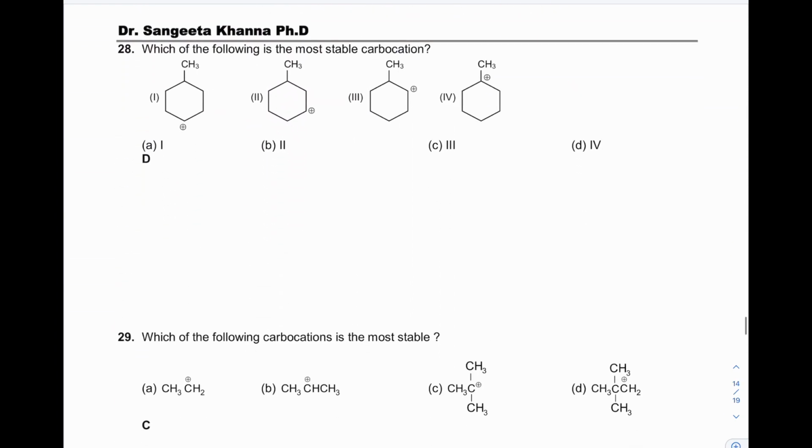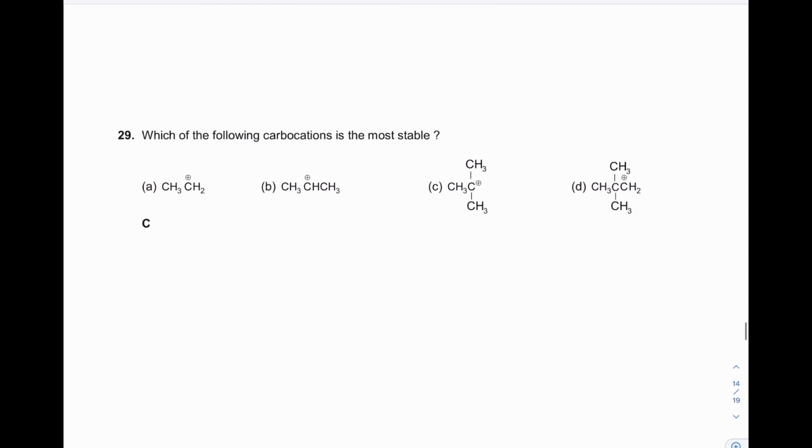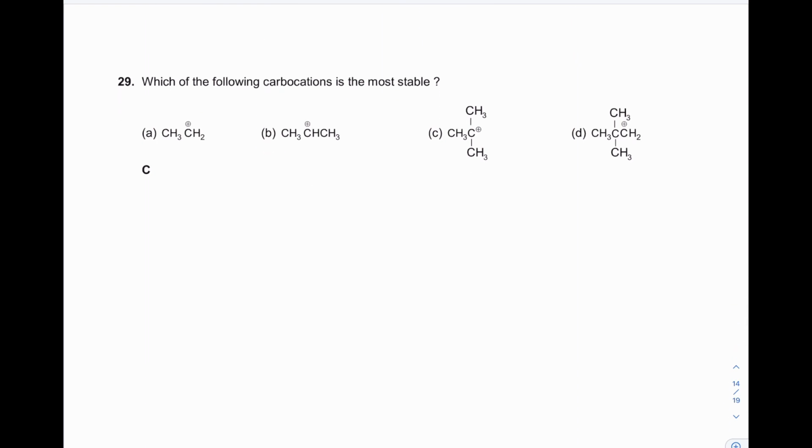Next, which of the following is the most stable carbocation? Among these, this one is tertiary, so it is most stable. 29th, which of the following carbocations is most stable? Again, it is tertiary.